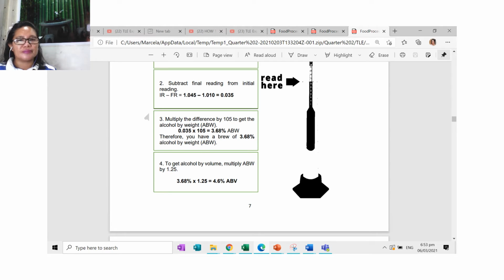Then to get the alcohol by volume, multiply ABW by 1.25. Okay, so this is it. Ang ABW na to is 3.68%. I-multiply na siya 1.25 is equals 4.6. That is what we call as ABV.